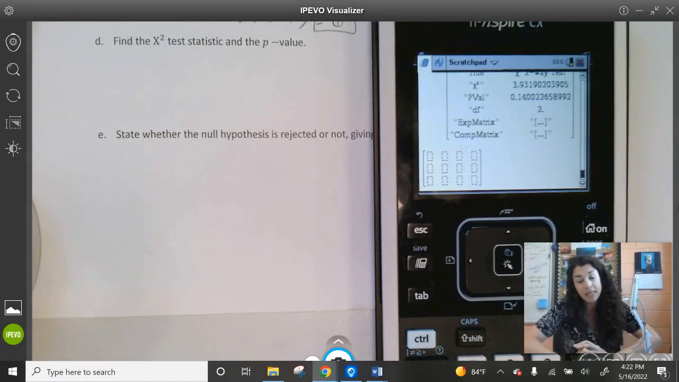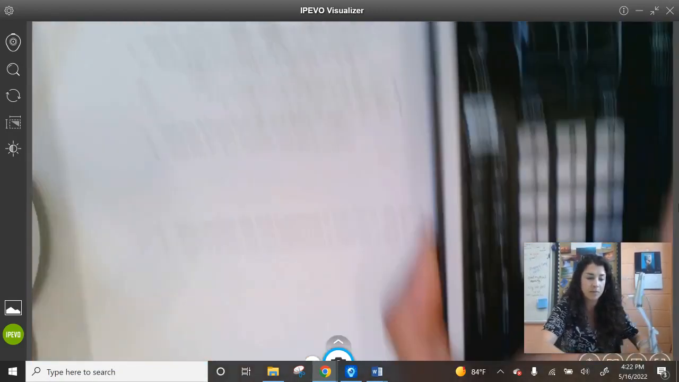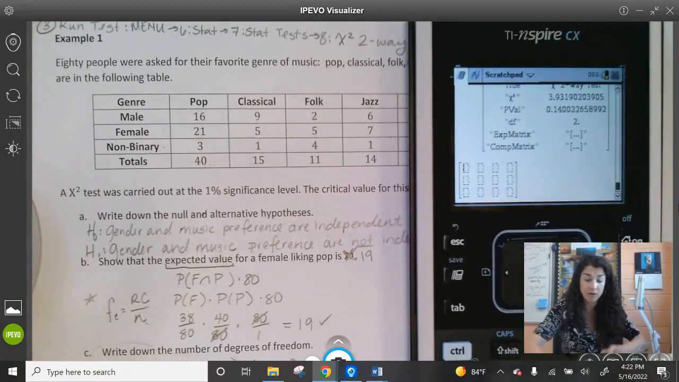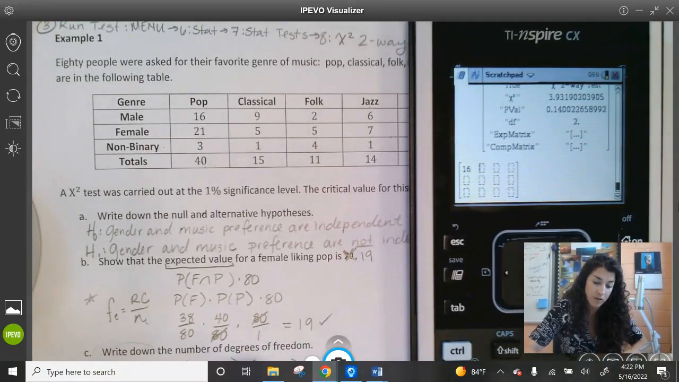And now it's made a blank matrix for you that has the same dimensions as what we've seen above, minus the totals. And so then we just go ahead and put those numbers in. 16, scroll over, 9, scroll over, 2, scroll over, 6. Next.